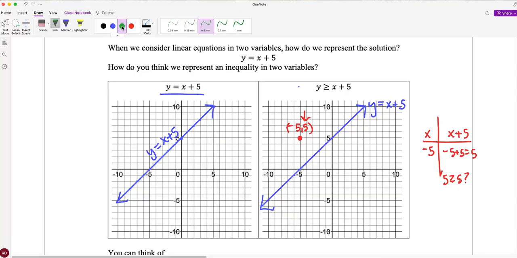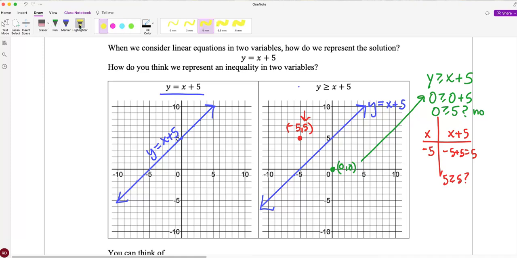So this would be a solution to the inequality. Let's pick another point. Let's pick the point 0, 0. So I'm looking at y is greater than or equal to x plus 5. Let's substitute a 0 for y and a 0 for x. And then I'm asking myself, is 0 greater than or equal to 5? The answer is no. So this is not part of the solution.